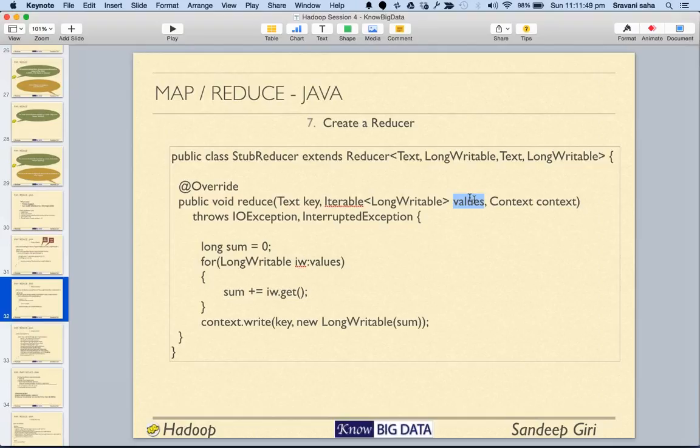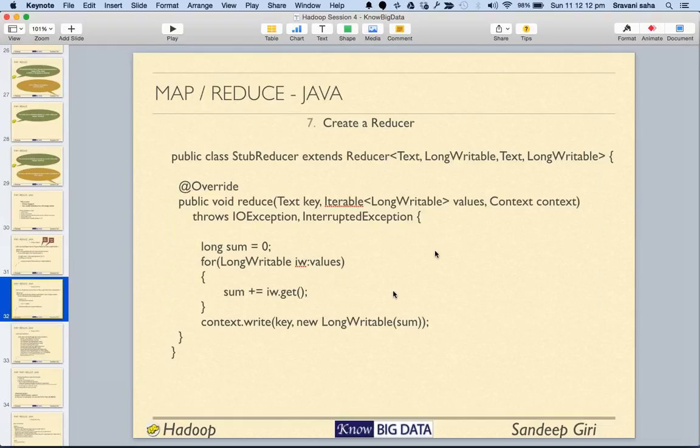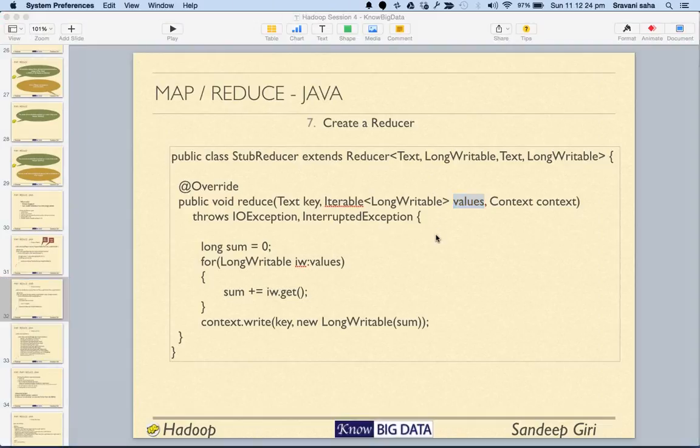The data type of this value is basically an iterable containing LongWritable, whatever data type you have defined. Also note that whatever the input data types of the reducer are will be the same as the output data types of the mapper. You can see that it's Text, LongWritable here and Text, LongWritable there. Inside the reducer, you are given a key and a list of values.